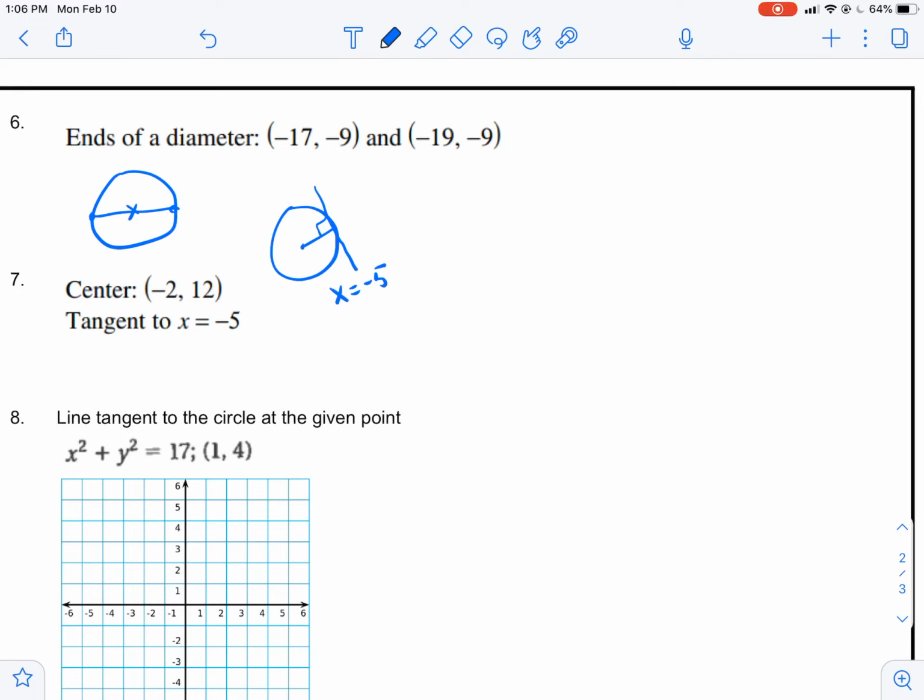Remember, for my formula, I need to know the radius of my circle. So let's think about what we're going to need to do if I'm given my line tangent and the center. How is that going to help me to find the radius of my circle?